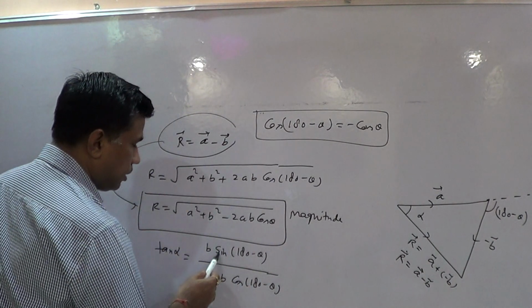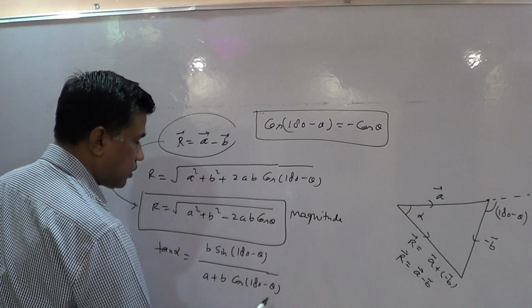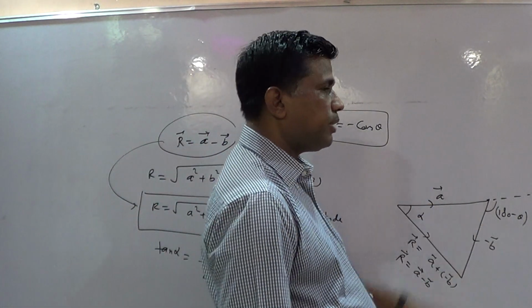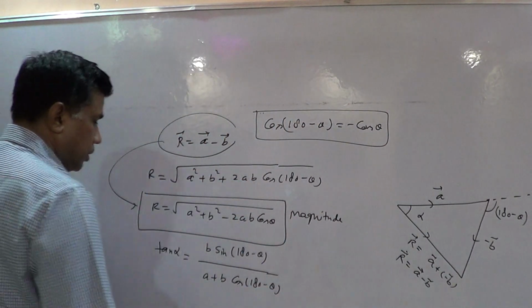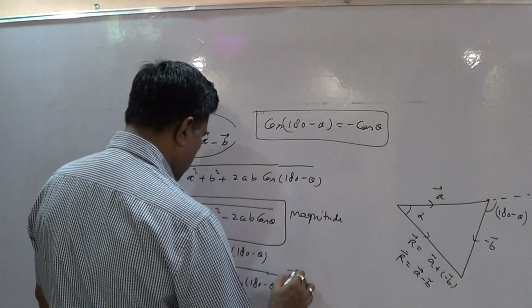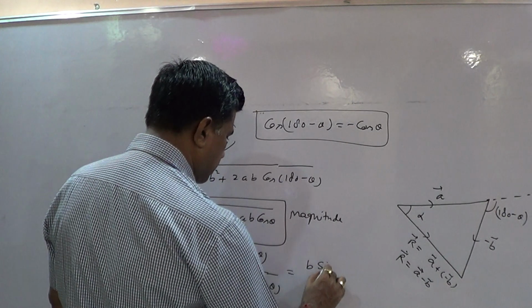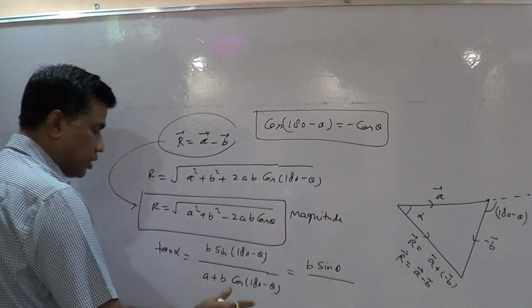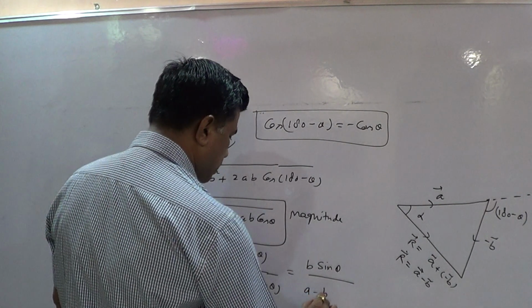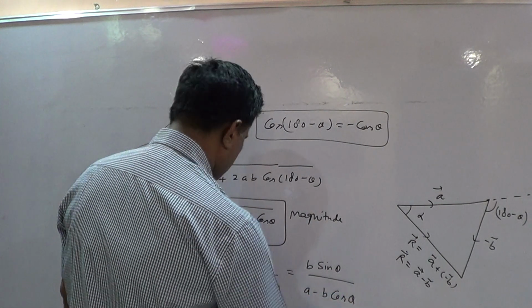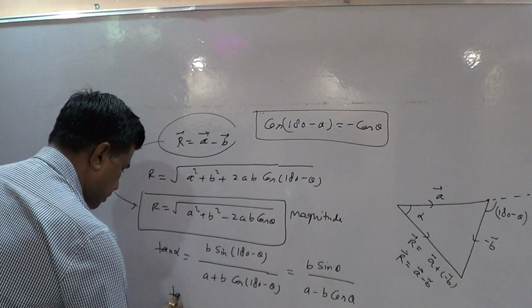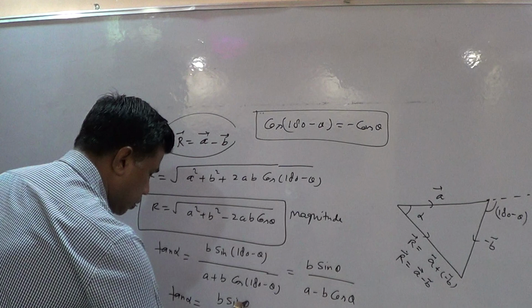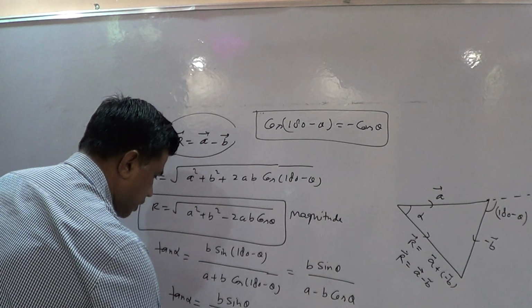In that case, this angle is theta. But in this case, the angle between A and minus B is 180 minus theta. So this sin 180 minus theta is sin theta, so we can write B sin theta. This cos 180 minus theta is minus cos theta, so one can write A minus B cos theta. So tan alpha is B sin theta over A minus B cos theta.